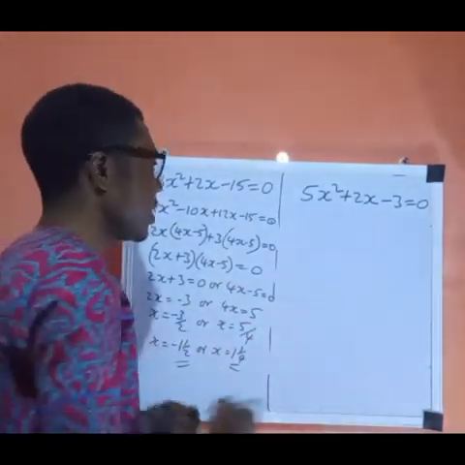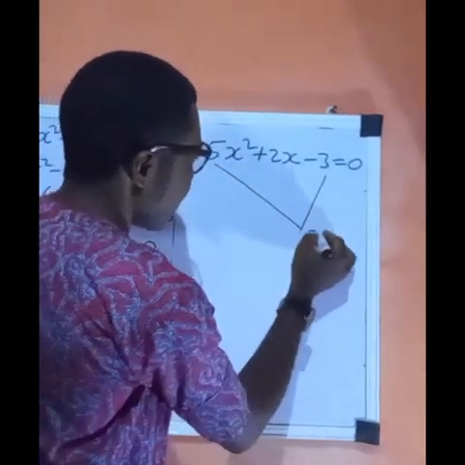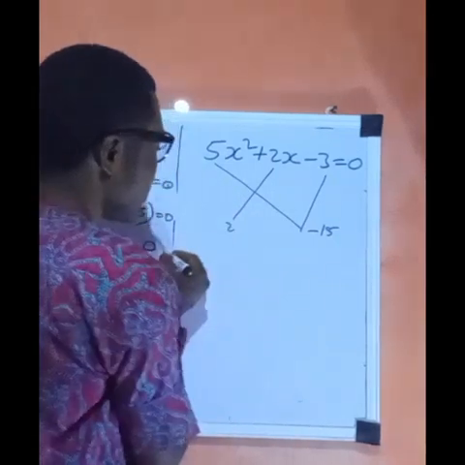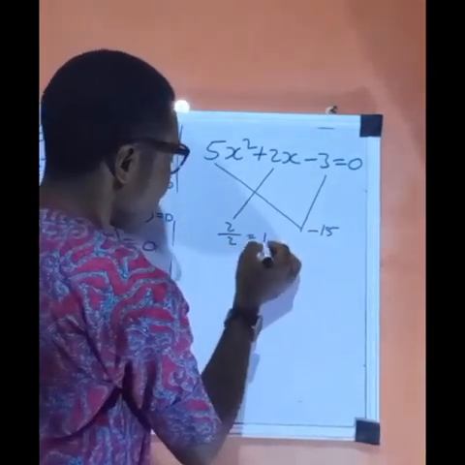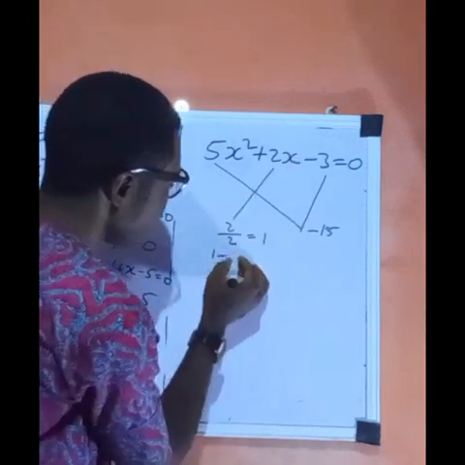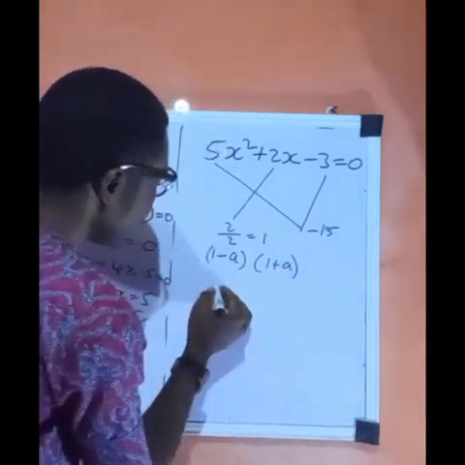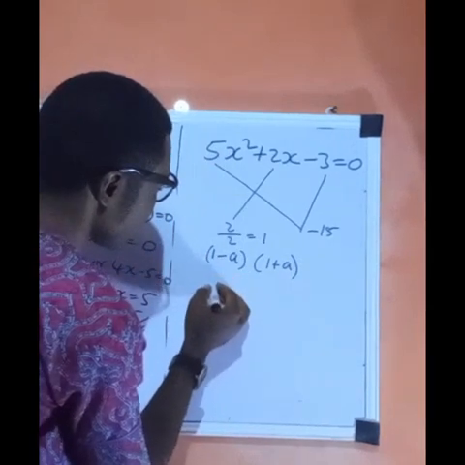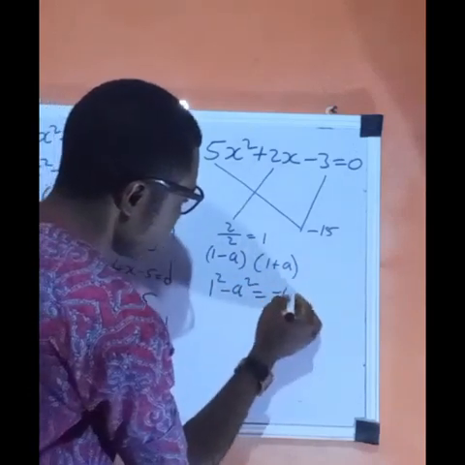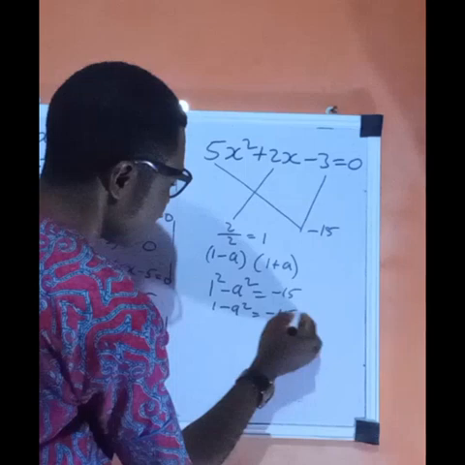Let us do the same here to see whether it works. This and this will give us minus 15, and this is 2. I say divide by 2, that is 1. The two numbers that will replace these two x will be 1 minus a and 1 plus a. When you get the difference of the squares of the two numbers, 1 squared minus a squared, you equate it to minus 15. So 1 minus a squared equals minus 15.